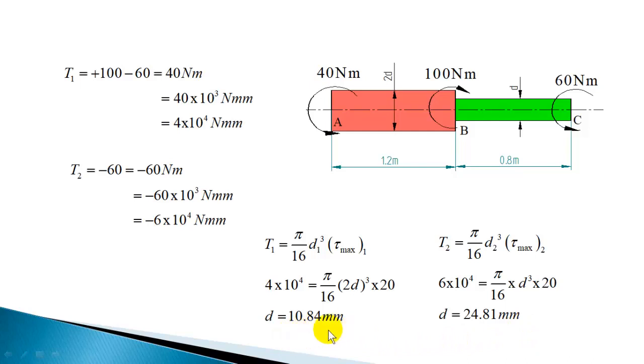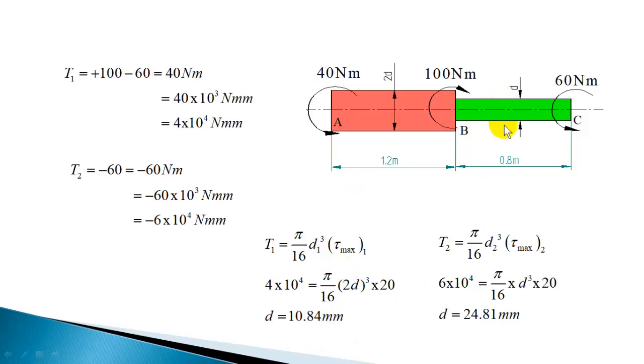So you cannot use the earlier value as the diameter. If you use it, the shear stress in the second section will be more; it will go beyond 20 megapascal. So you have to use 24.81 as D. If you use 24.81 as D, the diameter will be higher here, but the shear stress will be less than 20 megapascal. Shear stress will be within the limits, but with the other diameter, the shear stress in the second section would be more than 20 megapascal.